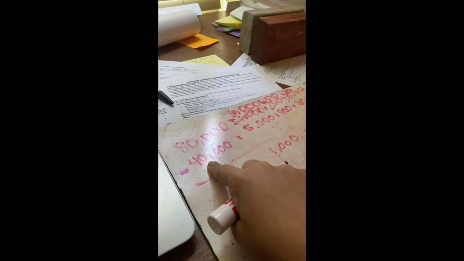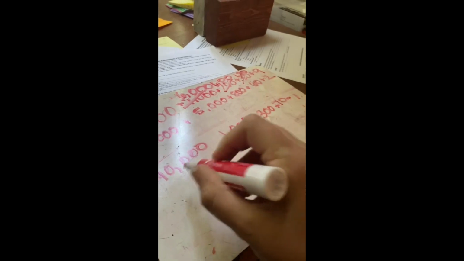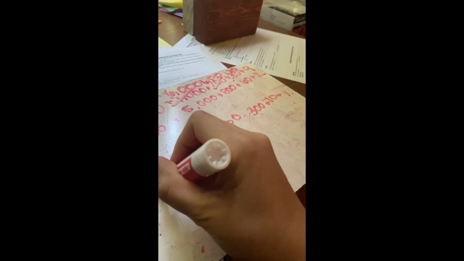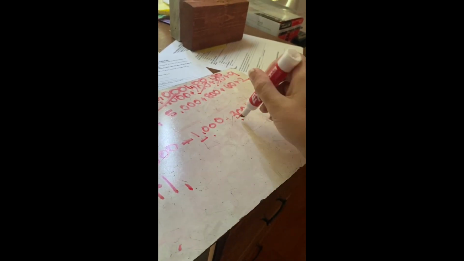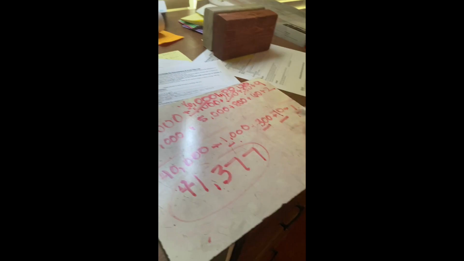80,000 minus 40,000 is 40,000. So now I'm left with 40,000, 1,377. So 41,000, comma, 377 is the answer. All right. Now, this was a lot of numbers and a lot of work, and if you had any issues with the place value, that might have been super tough for you.